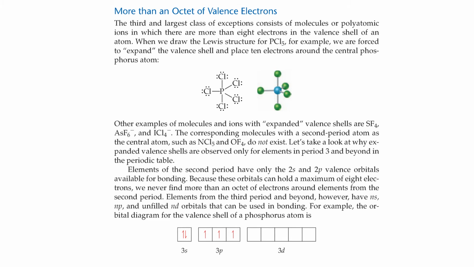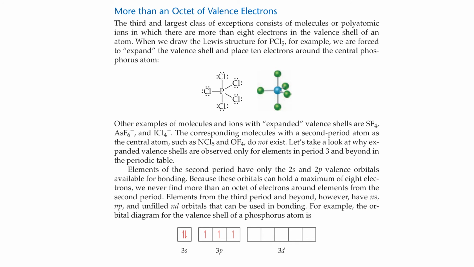More than an octet of valence electrons. The third and largest class of exceptions consists of molecules and polyatomic ions in which there are more than 8 electrons in the valence shell of an atom. When we draw the Lewis structure for phosphorus pentachloride, for example, we're forced to expand the valence shell and place 10 electrons around the central phosphorus atom. Other examples of molecules and ions with expanded valence shells are sulfur tetrafluoride, arsenic hexafluoride, and iodine tetrachloride.